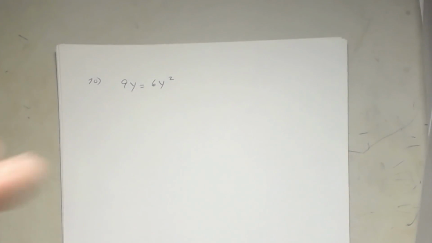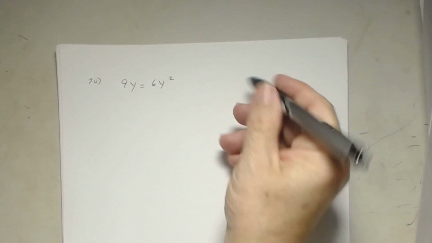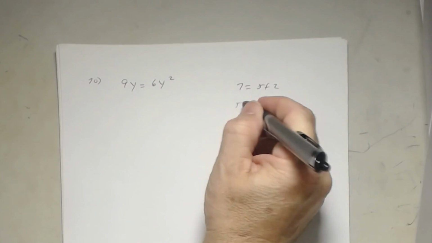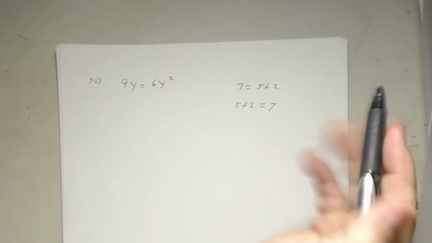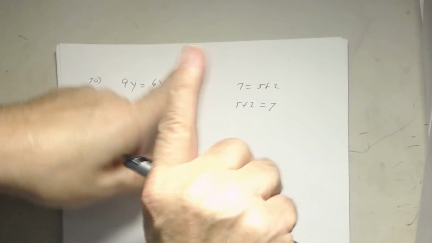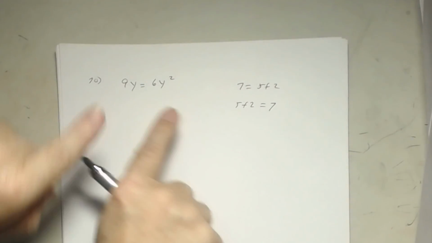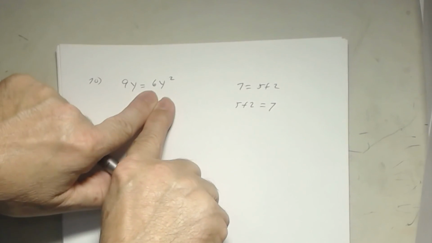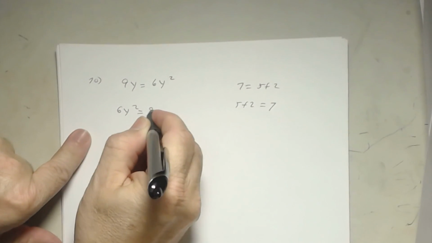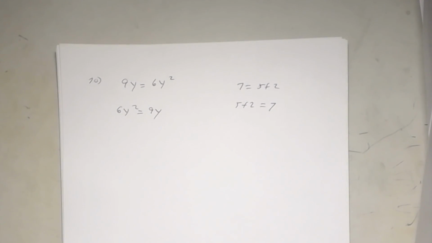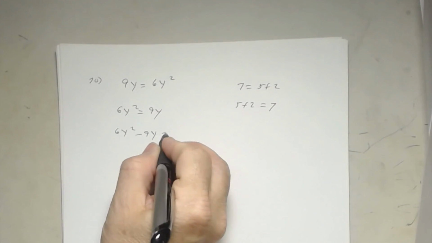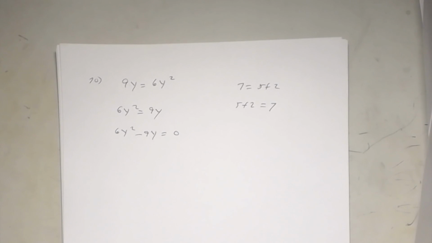Now, I also want to remind you, we could have done it this way as well. Watch. Do you all agree that 7 equals 5 plus 2, correct? But 5 plus 2 also equals 7. So does it matter whether I transpose the sides or not? No, it does not matter. So right here, instead of saying 9y equals 6y squared, I could have said 6y squared equals 9y. And then bring the 9y to the left-hand side. So I get 6y squared minus 9y equals 0. So now it's in standard form.